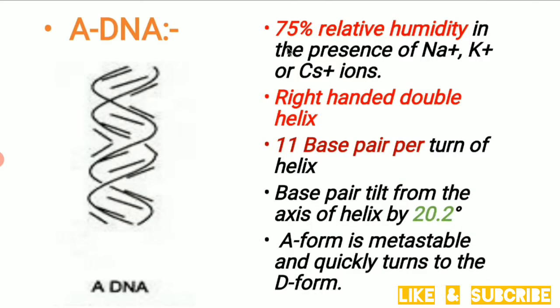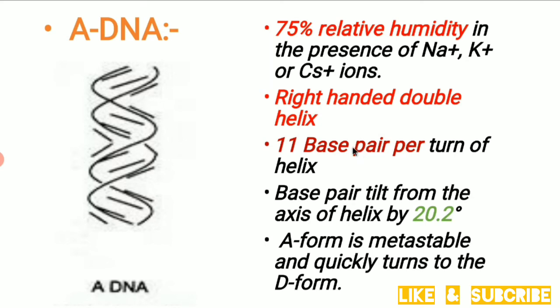Next, the aDNA. As usual, what condition requires the DNA to exist in A form? It requires 75% relative humidity, meaning low humidity, and the presence of sodium ion, potassium ion and cesium ion. The characteristic is a right-handed double helix, with 11 base pairs per turn of the helix.